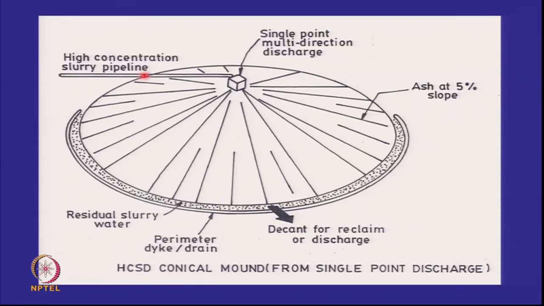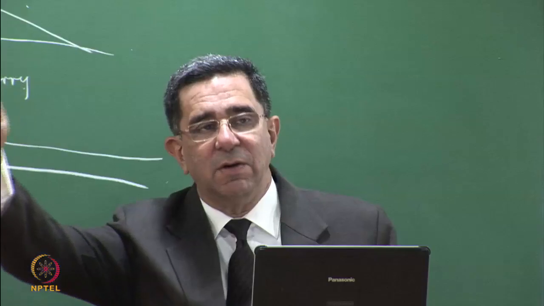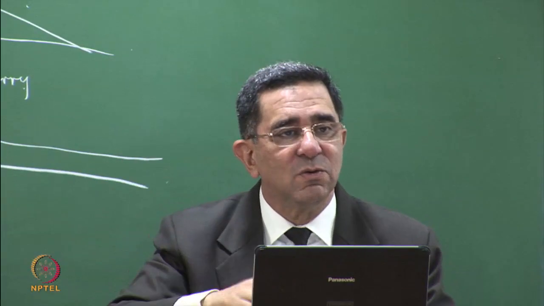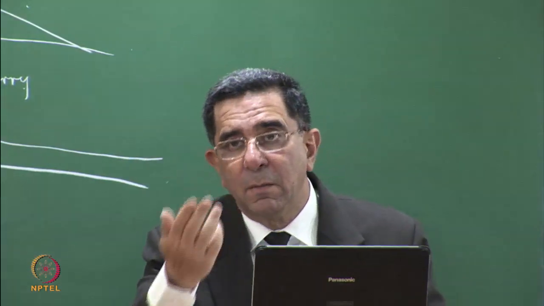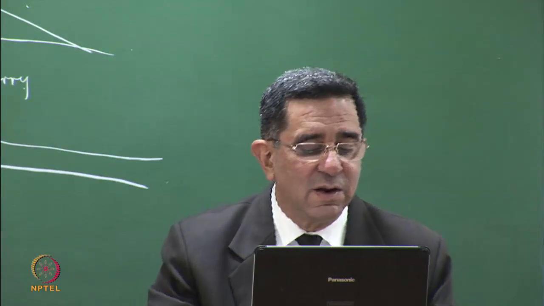So high concentration slurry pipeline, single point, multi-direction discharge. The nozzle can be pointed in any direction, and you get this cone. To be able to get a large capacity, I have to then move the cone. So my first cone which may be formed is like this. Now it is full. Please bring the discharge point here. My second cone which will be formed will be like this, and keep on moving the cone forward, and these overlapping cones will be your pond or mound for the high concentration slurry.